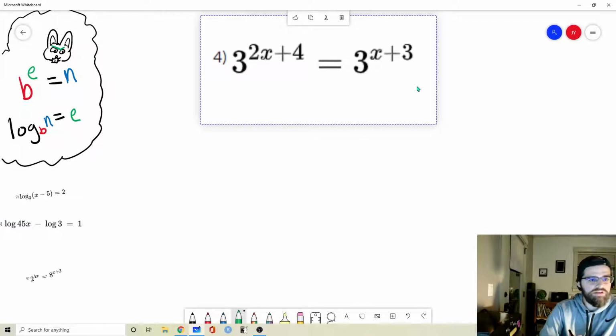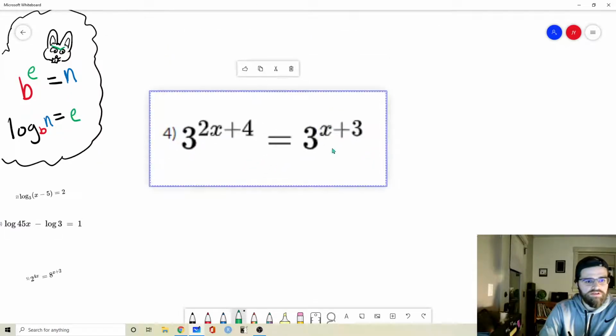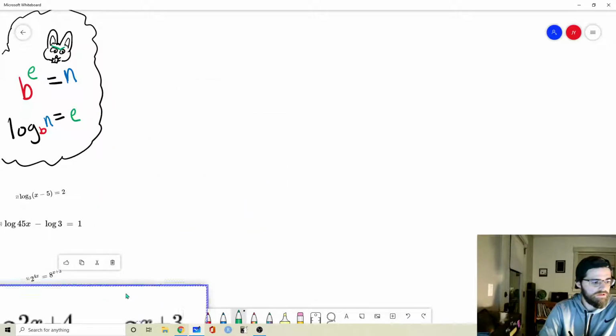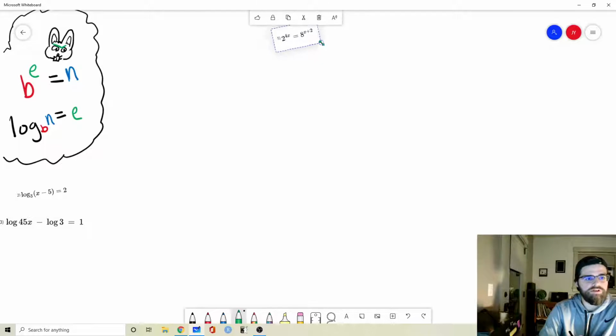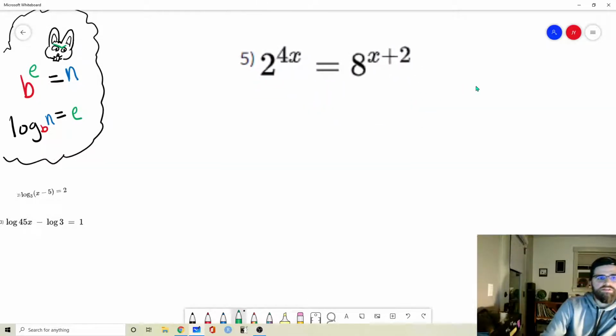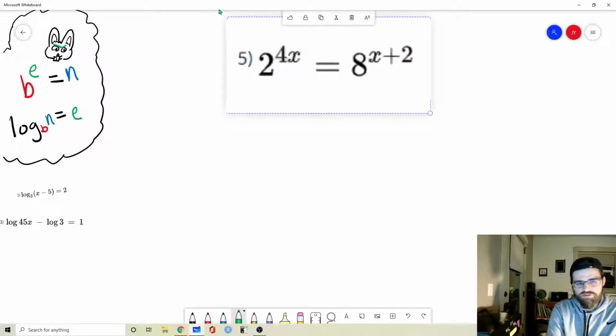On number 5, we don't have the same base. It won't let me shrink this, so I'm just going to hide it. All right, last one here. 2 to the 4x equals 8 to the x plus 2. We can't do that thing where we just cross out the base because our bases aren't the same. 2 to some power is not the same thing as 8 to some power.